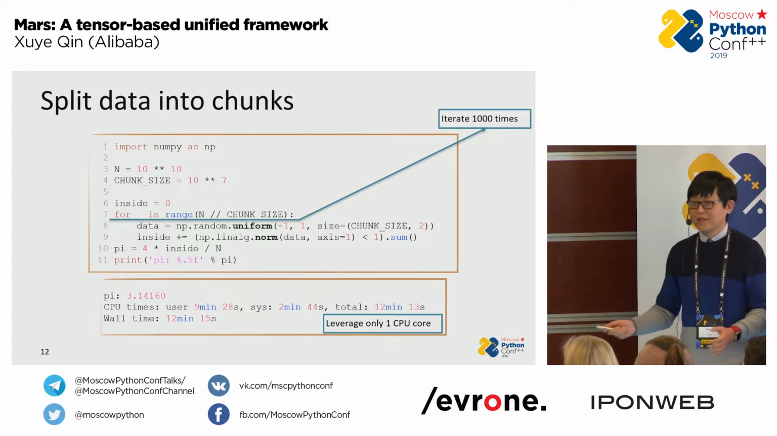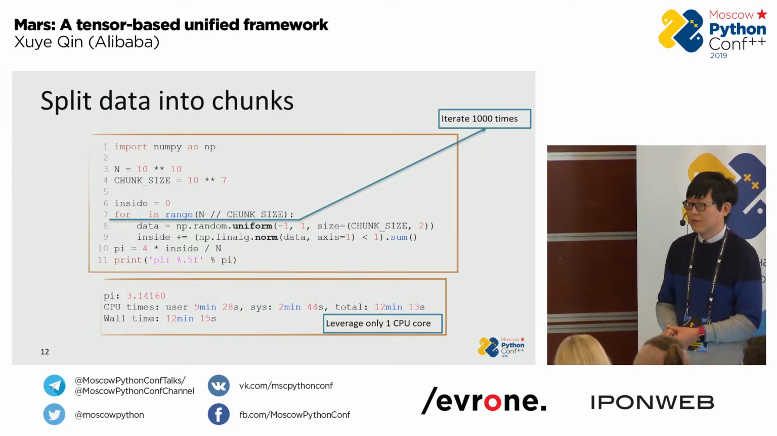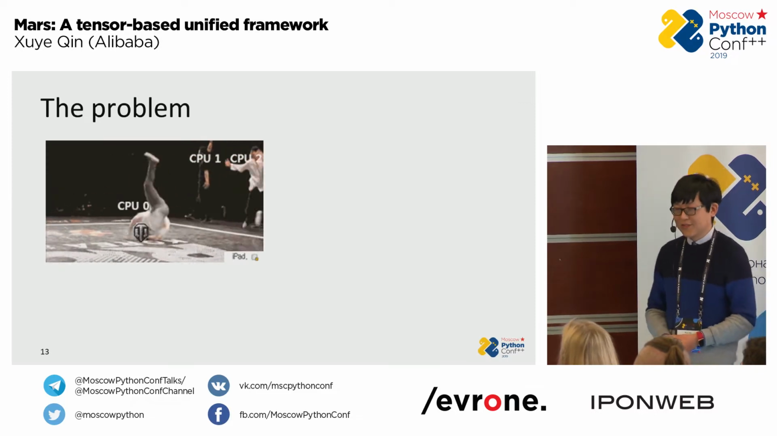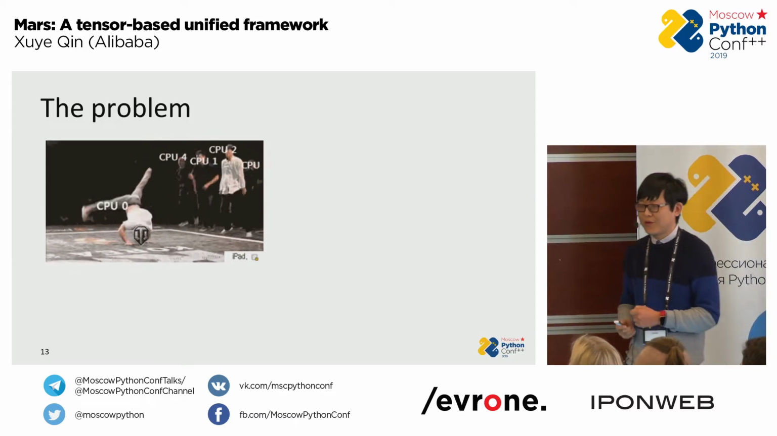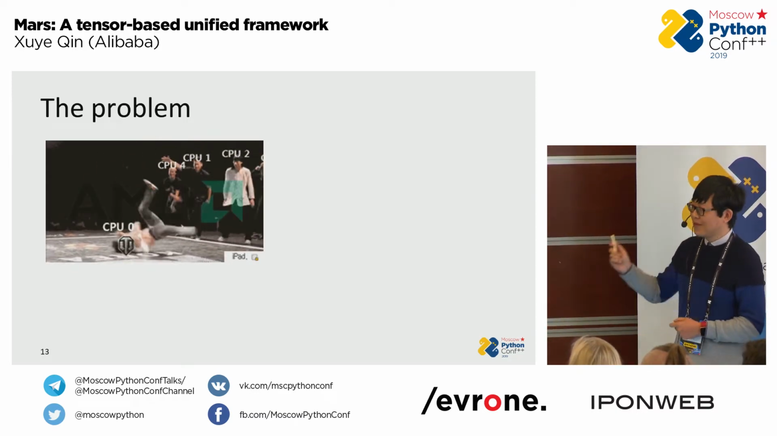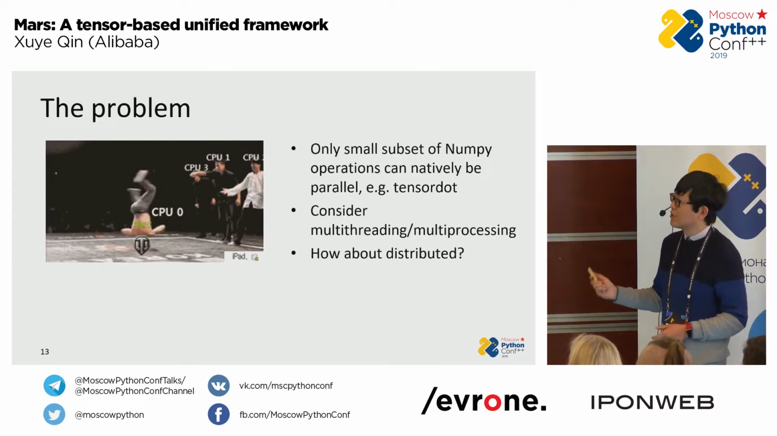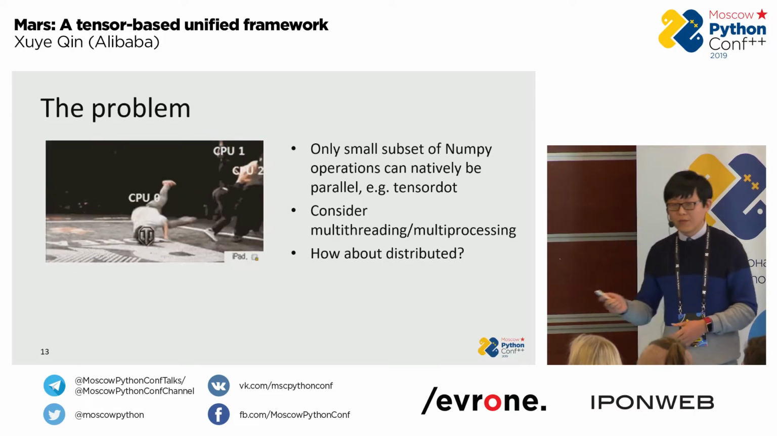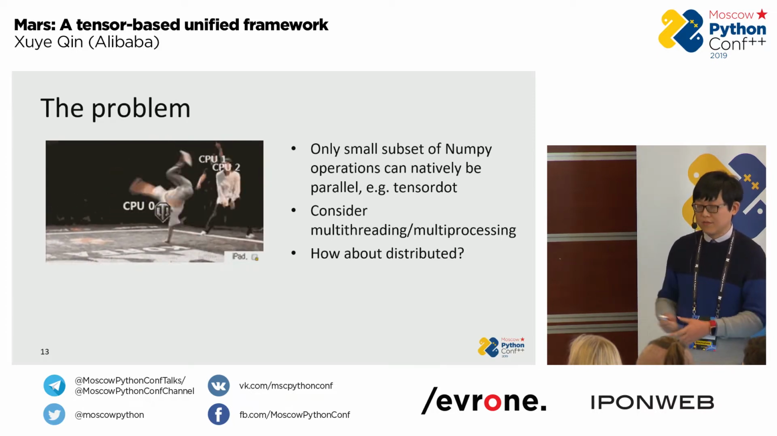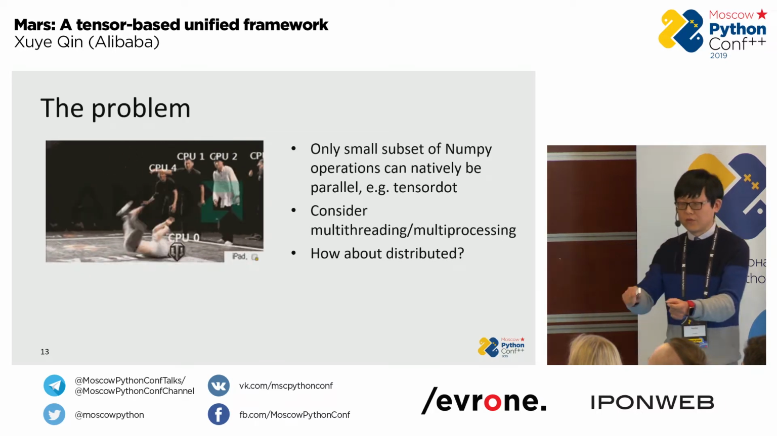That is the problem. Nowadays, our computers are all multi-core, but the code we write can only leverage one CPU core. As the picture shows, one CPU is very busy doing the computation, while the others are doing nothing. So we can conclude that only a small subset of NumPy operations can natively run in parallel. For example, only the tensor dot and some other operations can leverage multi-cores. It will utilize the multi-cores internally.